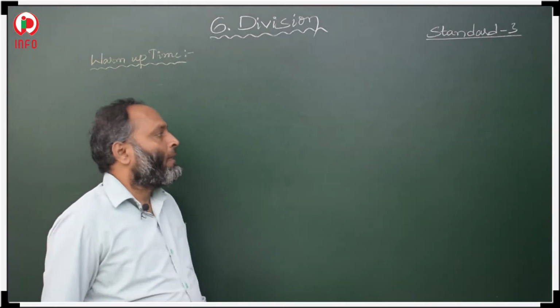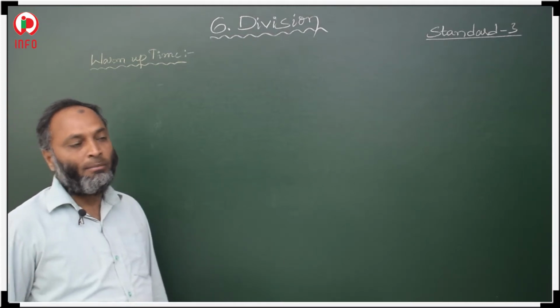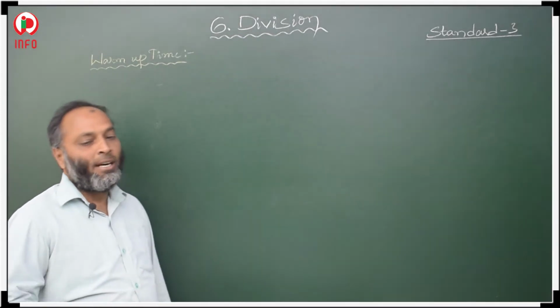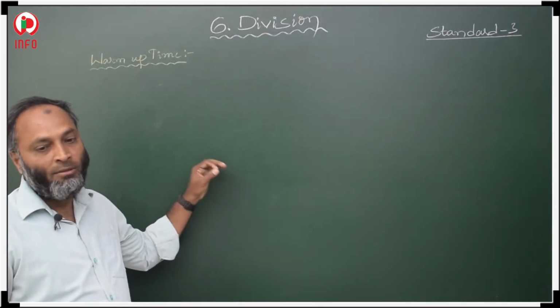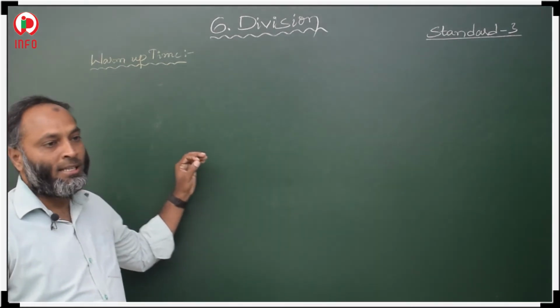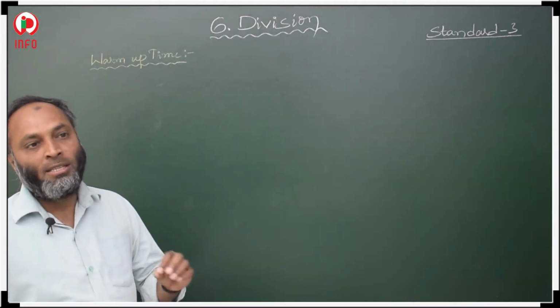Here in your textbook, see in your textbooks, there is a mother and a daughter. The daughter is asking her mother something. What is she asking? She is asking how to divide 12 chocolates among her friends.